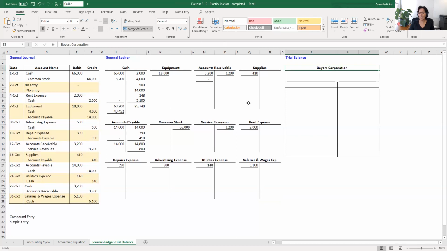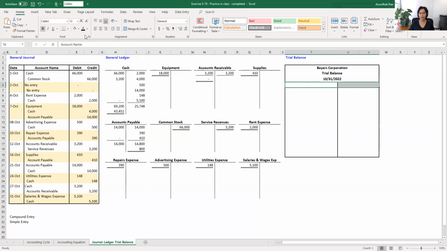So just like with any other document, we start out with the name of the business. Second, we'll identify what the statement is. In this case, it's a trial balance. Third line, we will write down the date on which it's being prepared. Here it's October 31st, 2022. These three lines put together are referred to as the header of the document.